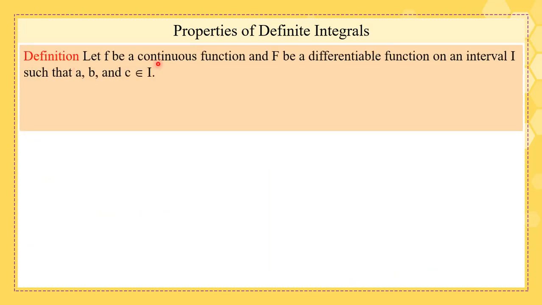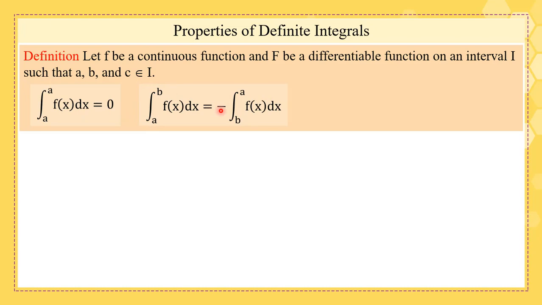Definition: let small f be a continuous function and capital F be a differentiable function on an interval I, such that a, b, and c belong to I. Integral a a of f of x dx equal to 0. Integral ab of f of x dx equal minus integral ba of f of x dx. Integral ab of f of x dx equal integral ac of f of x dx plus integral cb of f of x dx.